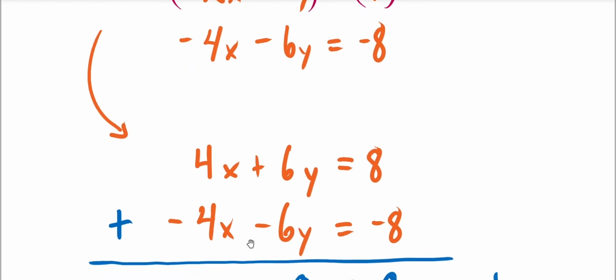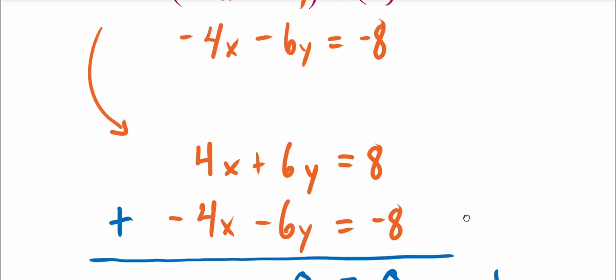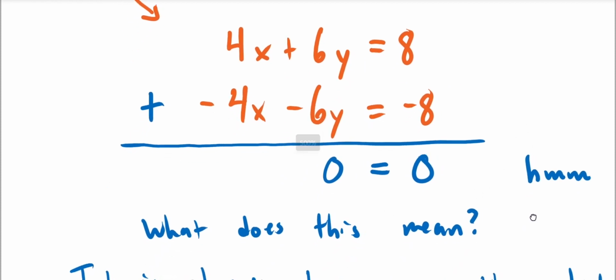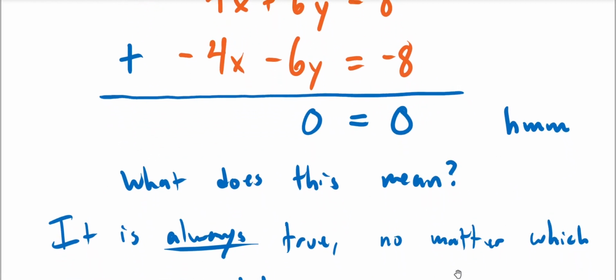Now I can add the two equations together. The x's will cancel, but wait a minute, so do the y's, and so do the 8's. Then I get 0 equals 0. Did something go wrong? What does this mean? Well, no, nothing went wrong.